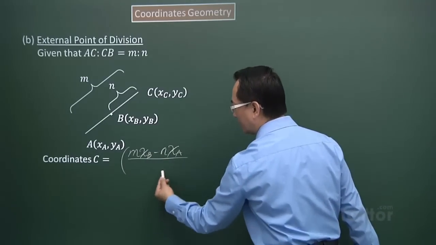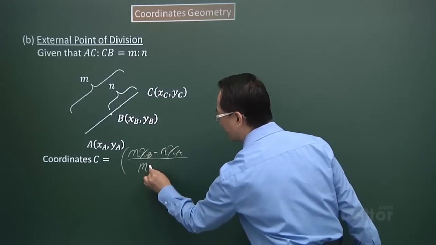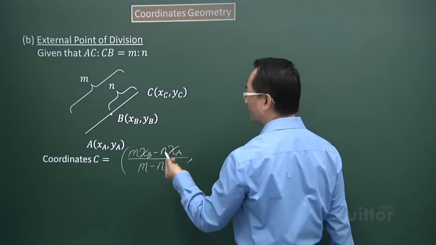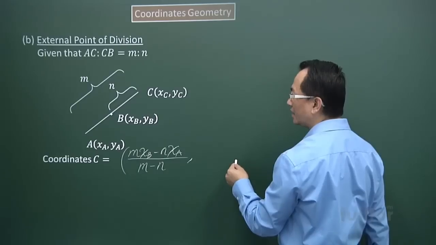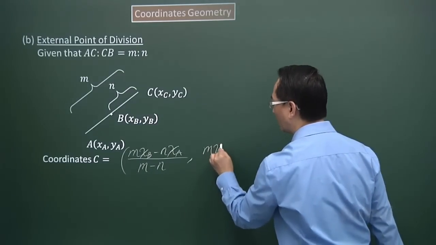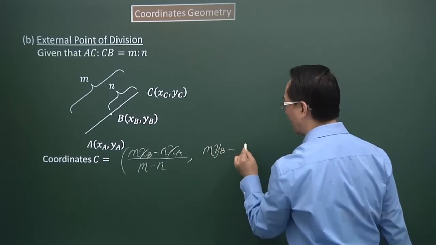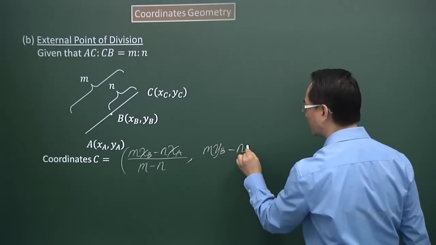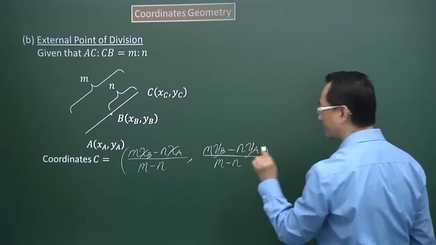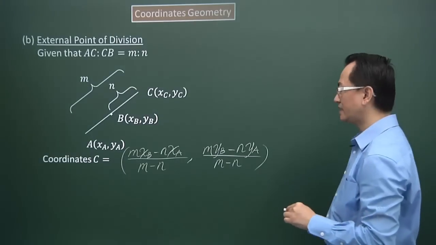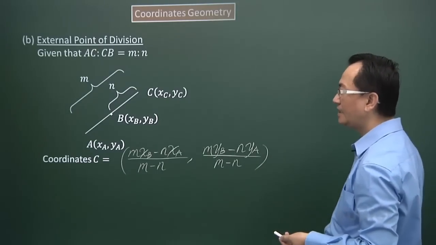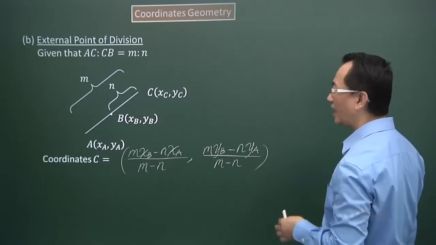Then, for the divisor, I will have M minus N. Next, to consider the y coordinates of C, I have M multiplied by the y coordinates of B minus N multiplied by the y coordinates of A, divided by M minus N. Now, if you can remember this, then that is good. You can apply the formula straight away. But in the event that we forget, we have another way to do it.